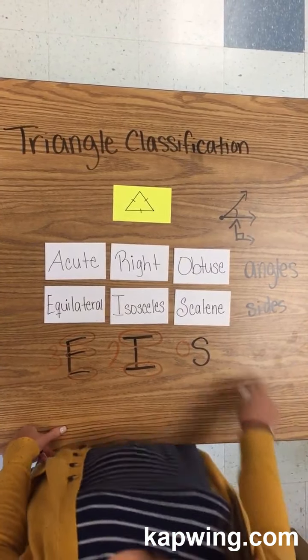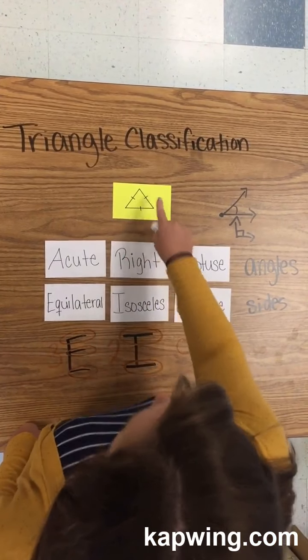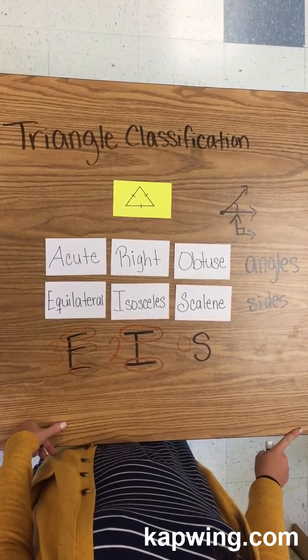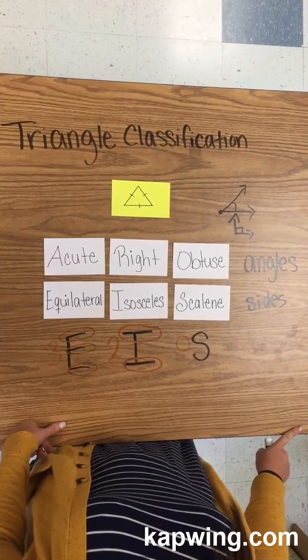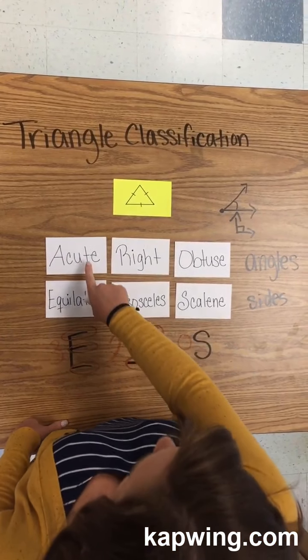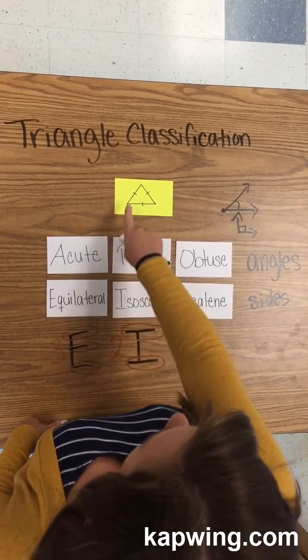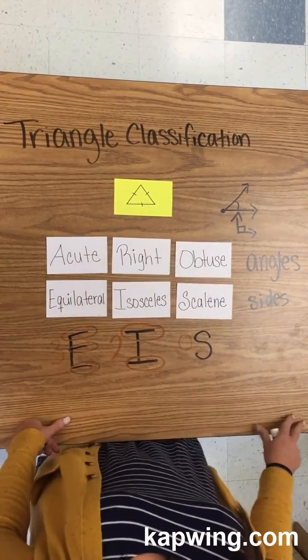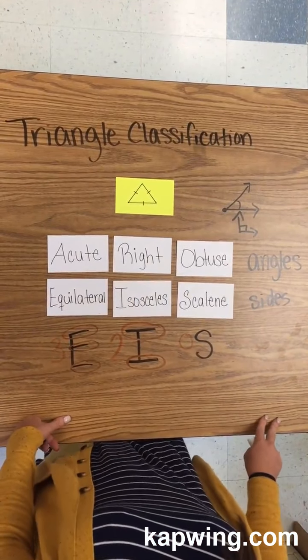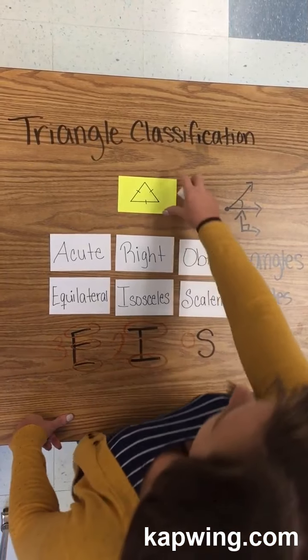Notice, all of our sides have the same tick mark. How would you classify this triangle? You're right, it's an equilateral triangle, and it has all acute angles. If all of the angles are acute, none of them are larger than 90 degrees, it's going to be known as an acute triangle. So this is an acute equilateral triangle.